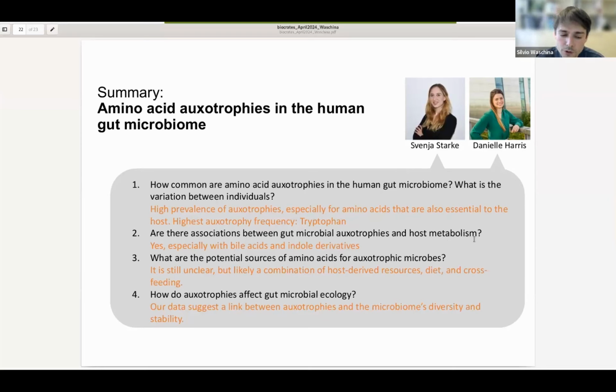And from the data that we have, we did not have any evidence that diet is a main contributor to the frequency of auxotrophies, leaving other factors, for example cross-feeding or amino acids derived from host resources, as more likely the main sources of amino acids for these auxotrophs. And our data suggests, especially with the Hamming distance that we analyzed in that context, that cross-feeding between auxotrophs and prototrophs could be a contributor to microbiome diversity and the maintenance of this diversity, which is then reflected in the long-term stability.